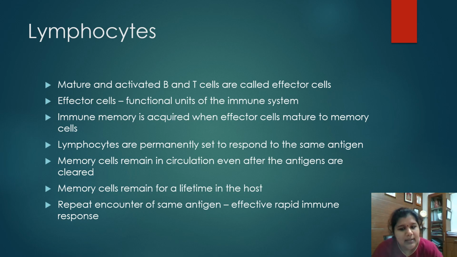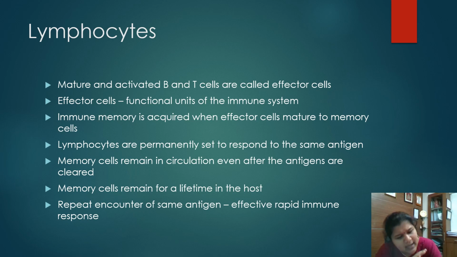Lymphocytes that are mature and activated are called effector cells. These effector cells are the functional units of an immune system. So immune memory develops when these effector cells mature to form memory cells. These lymphocytes that become memory cells are permanently set to respond to the same antigen.